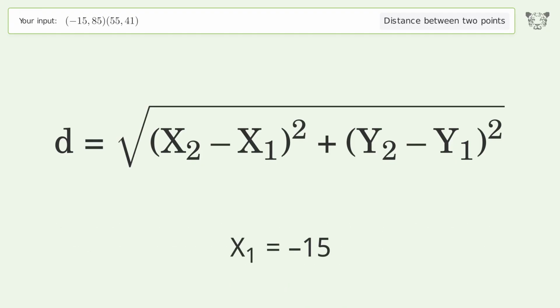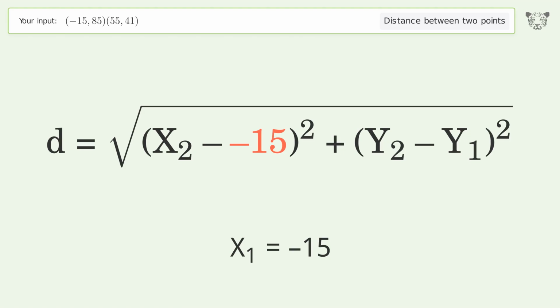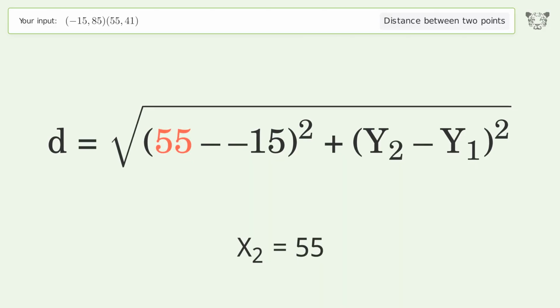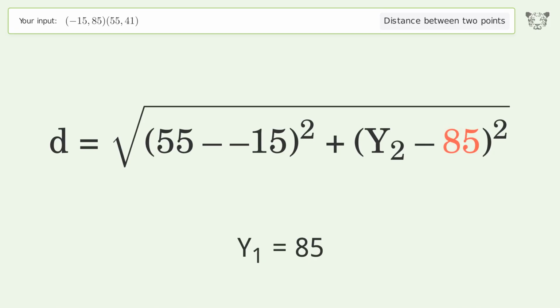x1 equals -15. x2 equals 55. y1 equals 85. y2 equals 41.